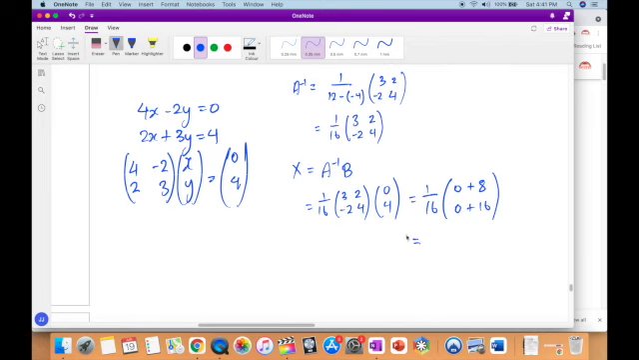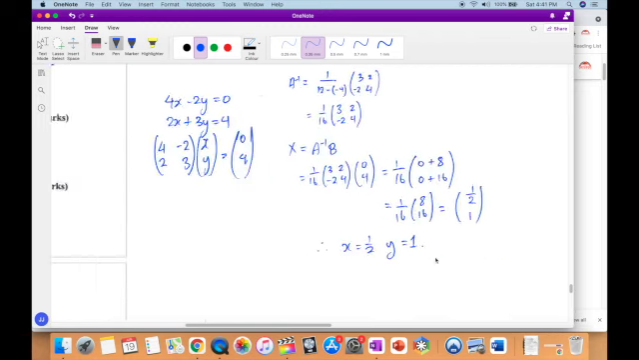So why didn't they give you the rest of the question? I find they should have given all of the rest of this question to work out. Because now we have 1 over 16 into 8 and 16 here. And so on top we'll have a half, and underneath we'll have 1. So therefore x is equal to a half, y is equal to 1. That was a nice question. They should have asked you the full thing.